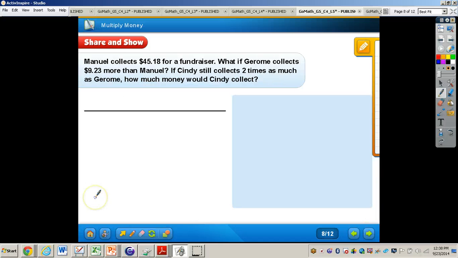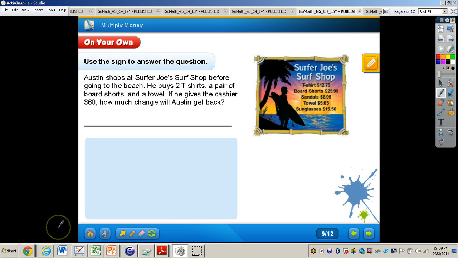I want you to work through this problem on page 179, and when you're finished you can press play and I will have the answer for you. Pause the video now. Okay, we have the answer of $108.82. Next, I want you to work through this problem all by yourself. When you're finished, you can press play and I will have the answer for you. Pause the video now. Okay, the answer for this problem is $2.86. Make sure that you have the correct answer.